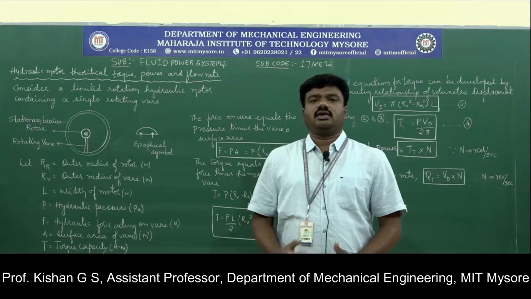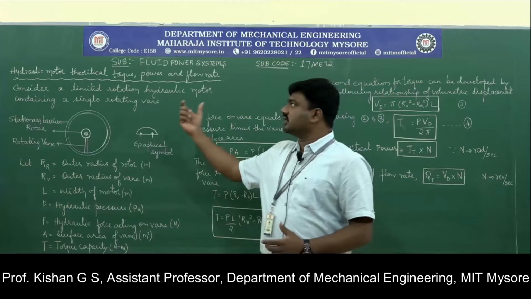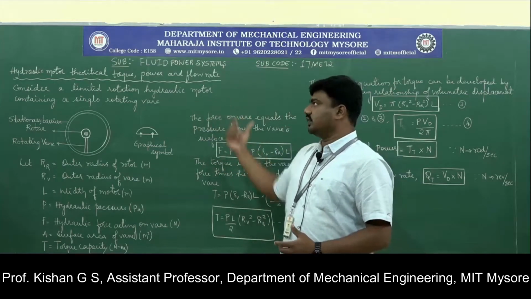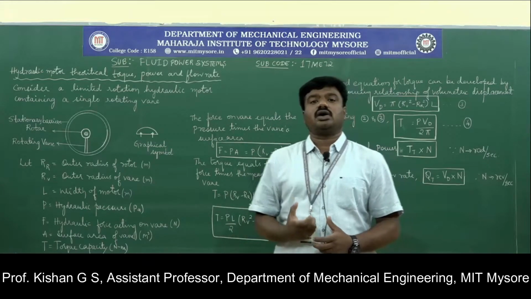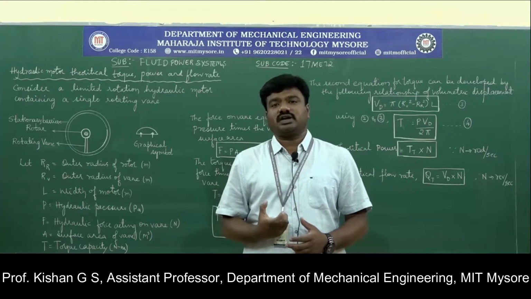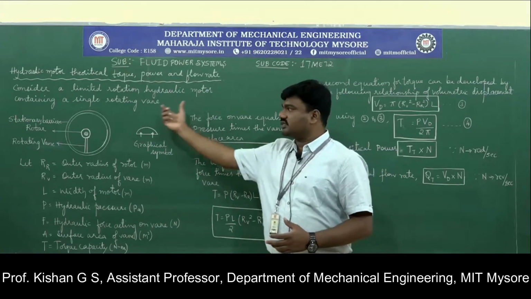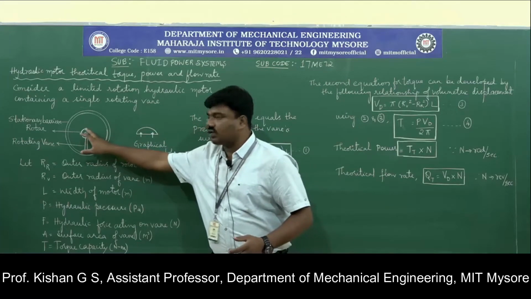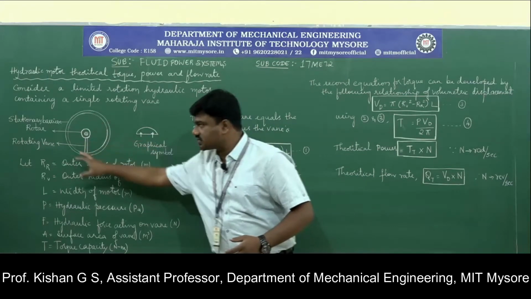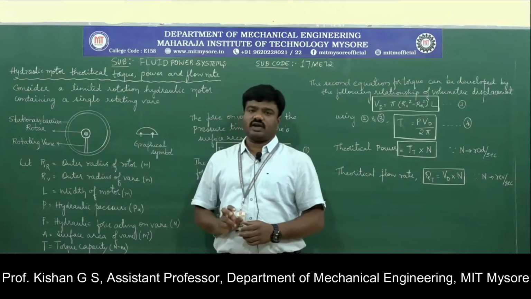Let us now study the next topic in module 2 regarding hydraulic motor: theoretical torque, power and flow rate. See, these are the parameters which assess the behavior of a hydraulic motor. To understand these parameters, let us consider a limited rotation hydraulic motor which consists of a single rotating vane. This is the rotating element called the rotor, which is housed by a stationary barrier or the casing, followed by a single rotating vane here.